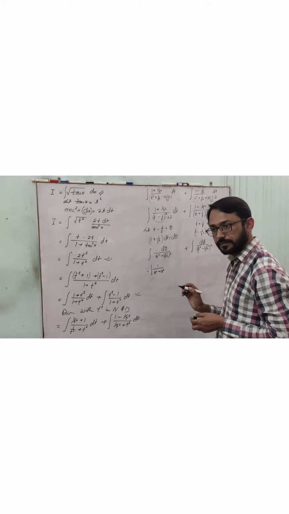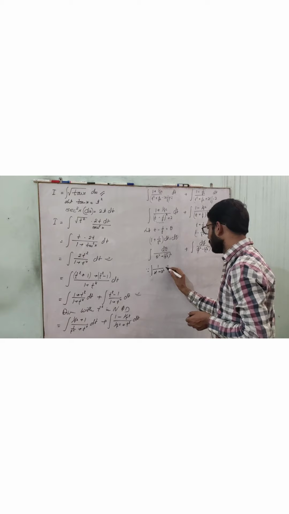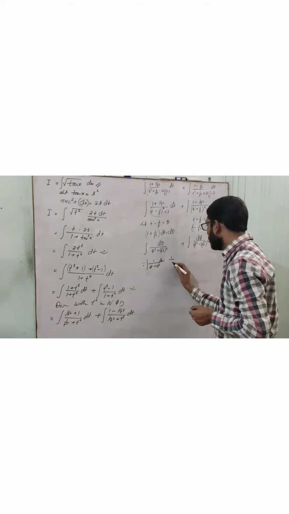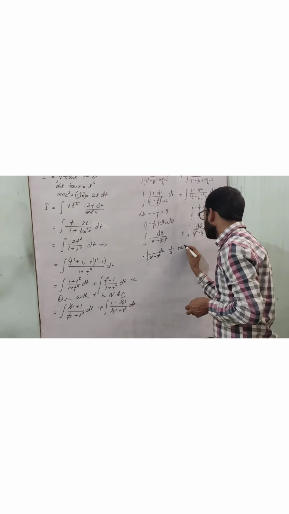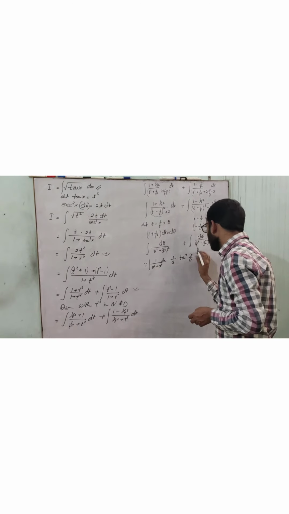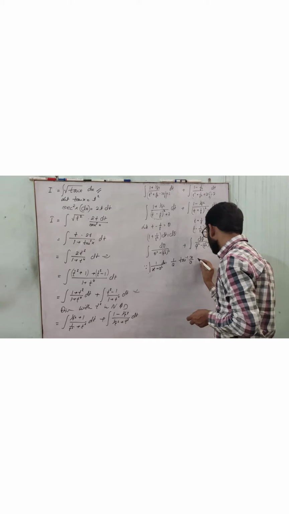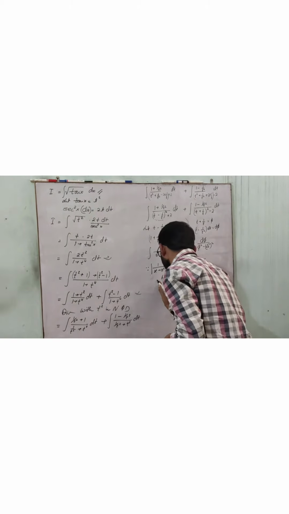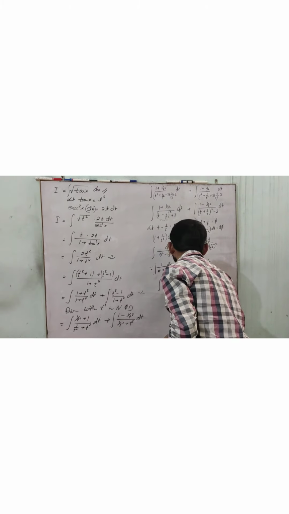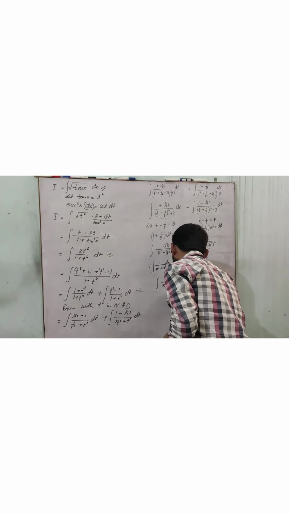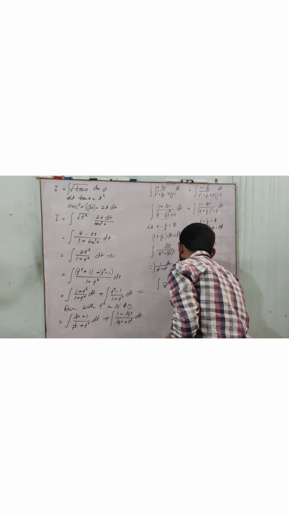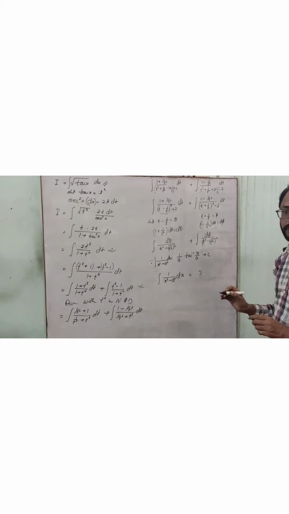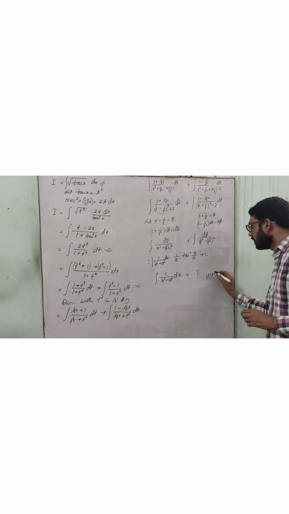It will be 1 upon a tan inverse x upon a plus c, whereas this question is integral 1 upon x square minus a square dx. We will be solving this. So now this is your homework to do.